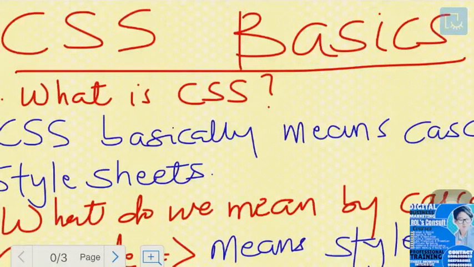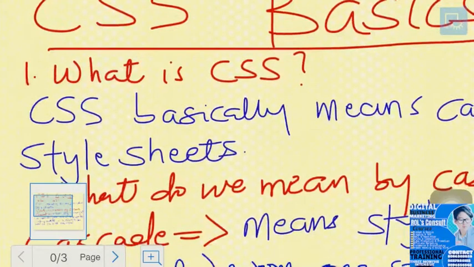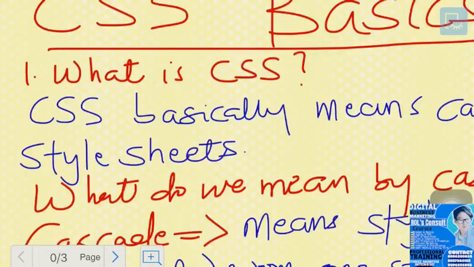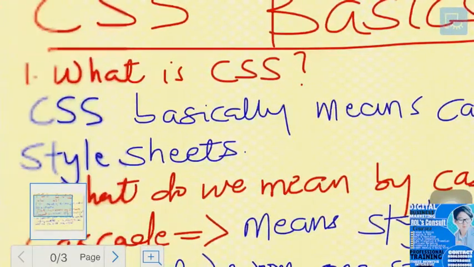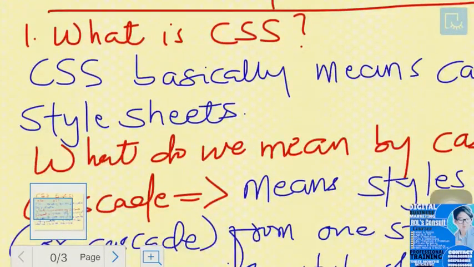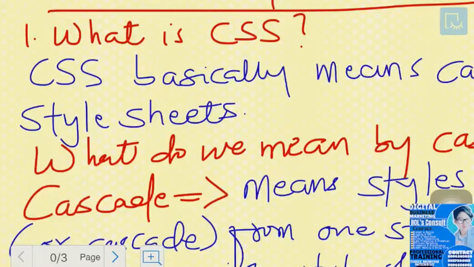We have actually dealt with CSS. We have applied certain styles to our document in our previous videos. This video serves the basics and a better understanding of whatever we did in our previous videos. So you ask yourself, what is CSS? CSS basically means cascading style sheet.